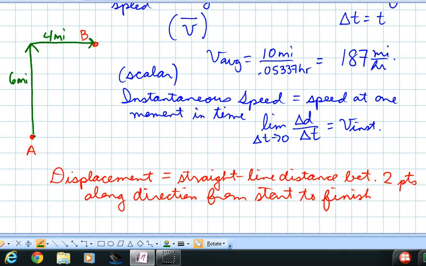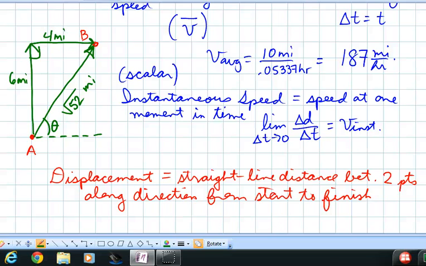But the displacement would go from the start to the finish, and that's not 10 miles. As a matter of fact, I have a right triangle, Pythagorean theorem, 36 plus 16, I would have something like the square root of 52 miles. And we don't care about the square root for right now. But this is the displacement. And not only would I talk about the square root of 52, but I would also give some sort of an angle. And we'll talk more about how to do that a bit later on.